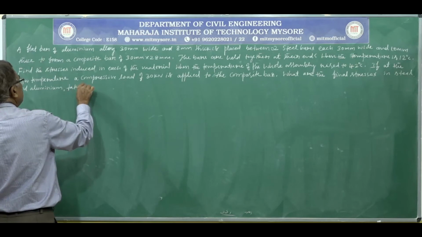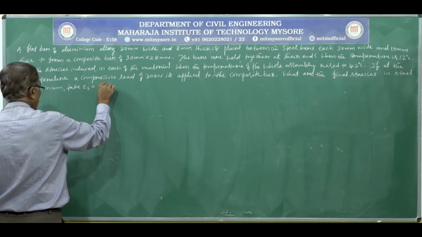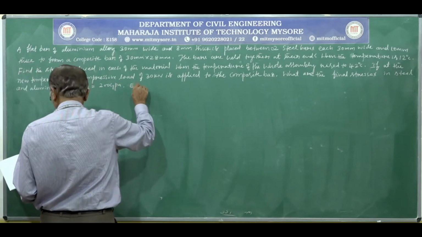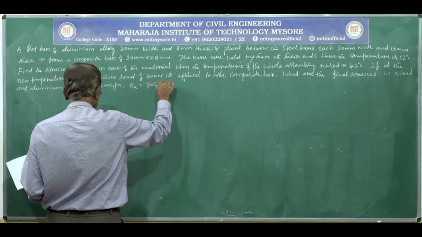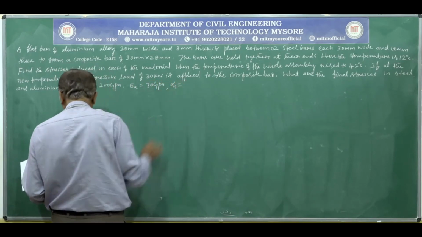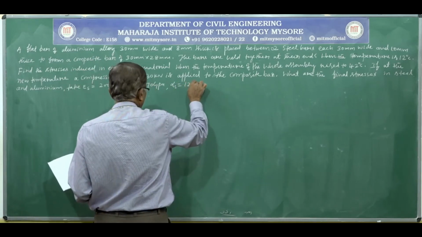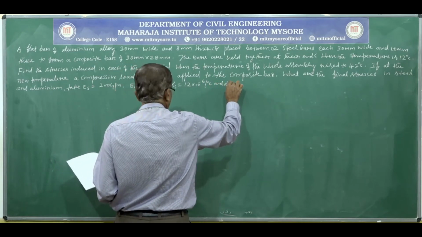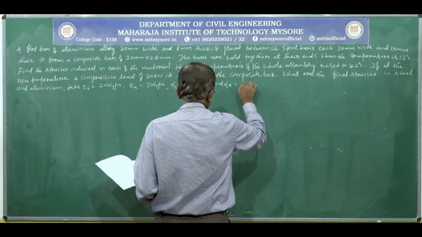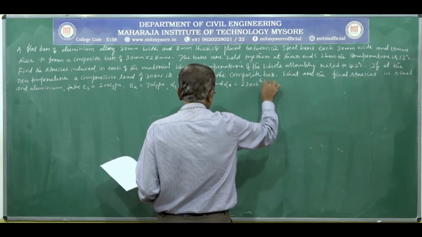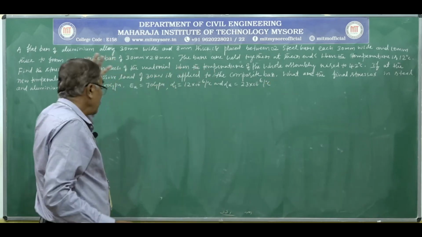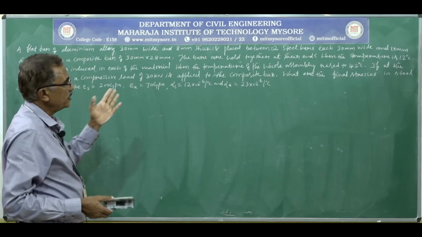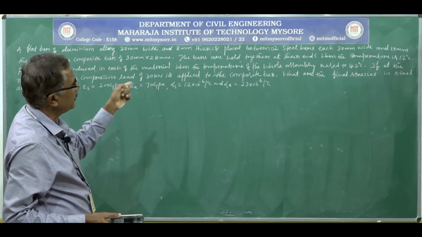Take Es is equal to 200 GPa, Ea is equal to 70 GPa, alpha S is equal to 12 into 10 power minus 6 and alpha A is equal to 23 into 10 power minus 6 per degree centigrade. Here the problem is a combination of a temperature stress, a temperature variation, and the applied load.